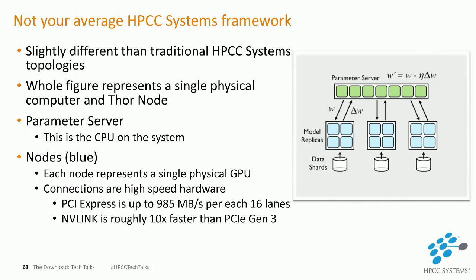So you can see this is kind of an image of how it would work. The parameter server, the green squares, would be your CPU, and the blue squares would be your GPUs. The connections between them would be your hardware connections, and then the data shards down at the bottom below the squares would be the localized GPU memory. All of this is happening basically inside of a single machine, which is in contrast to traditional HPCC systems where it's across multiple machines. So that's a nice takeaway.